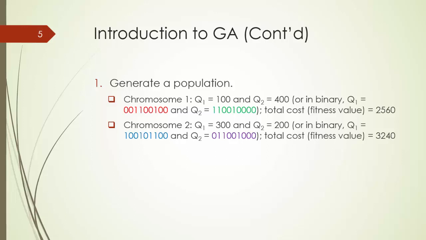In binary form, Q1 is equal to 0011000100 and Q2 is equal to 11001000. Chromosome 2 is Q1 300 and Q2 200. In binary form, Q1 is 10010100 and Q2 is 01100100. Suppose in our example, chromosome 1 has a fitness value or total cost of $2,560 and chromosome 2 has a fitness value of $3,240. The initial population is constructed by randomly choosing points from the problem's feasible region. In our case, 9 binary digits are sufficient to represent any ordered quantity from 0 to 500.